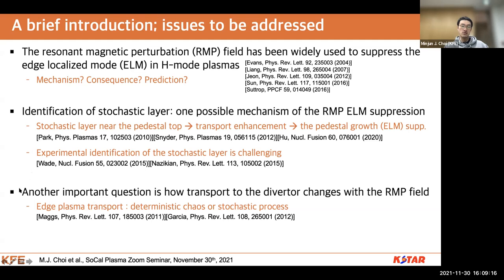Next, I will discuss another important question, which is how transport to the divertor changes with RMP field. There is some debate on the edge plasma transport, whether it is a deterministic cause, as shown in this work, or it can be a stochastic process, as shown in this work. So I will also discuss briefly this issue.